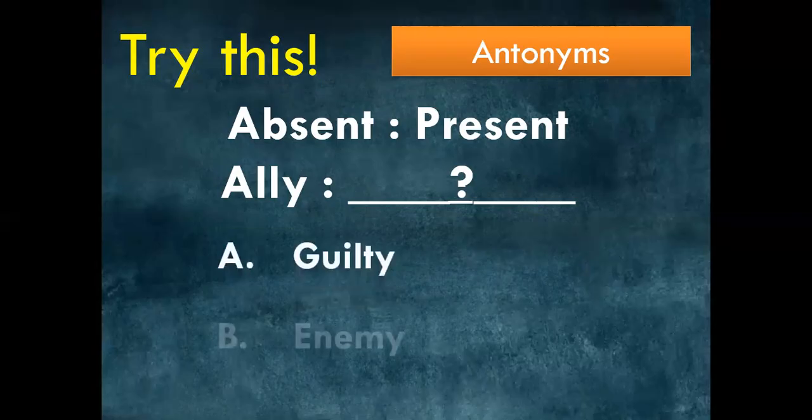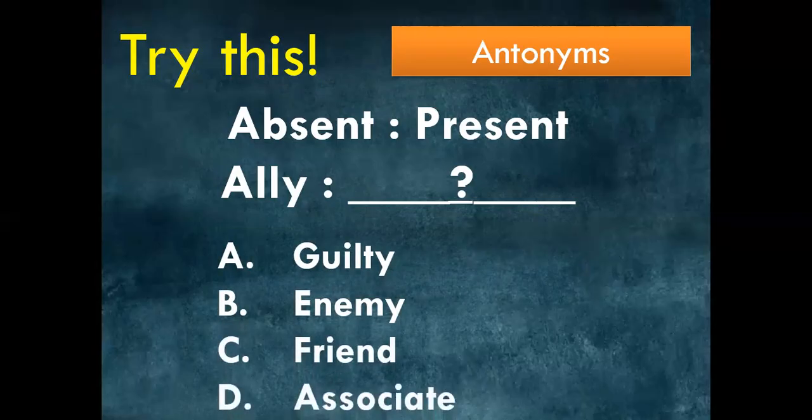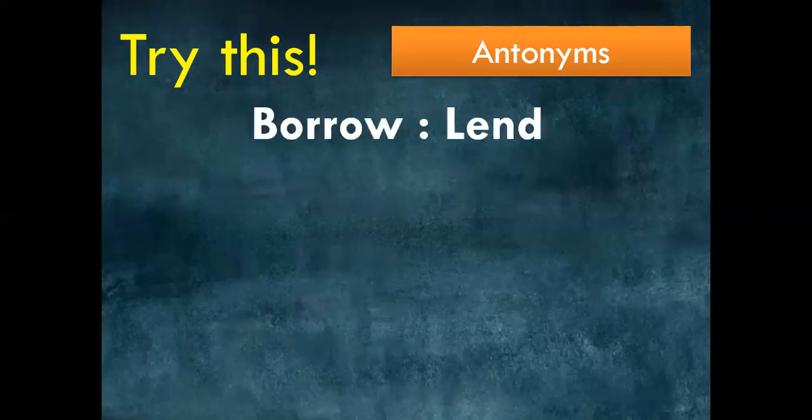A, guilty, B, enemy, C, friend, letter D, associate. The correct answer is letter, what's your guess? You are correct. It's letter B. Ally, the opposite meaning would be enemy. If you're gonna say friend, that is synonym. Therefore, the correct answer is letter B.